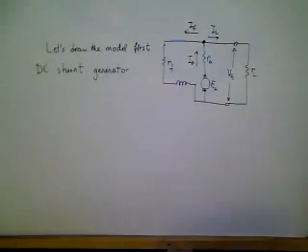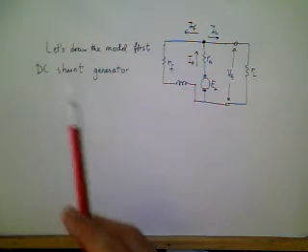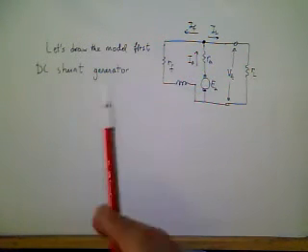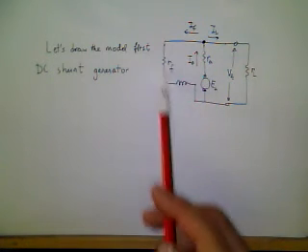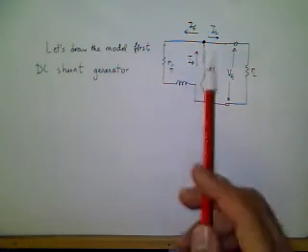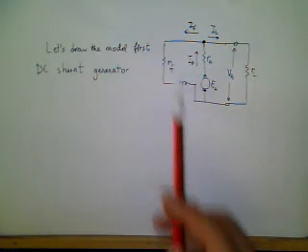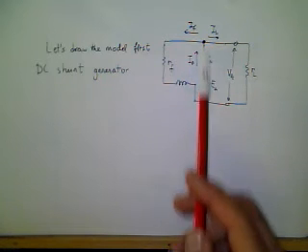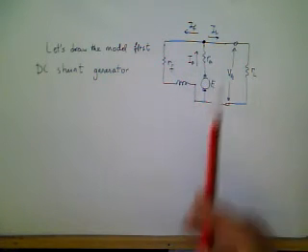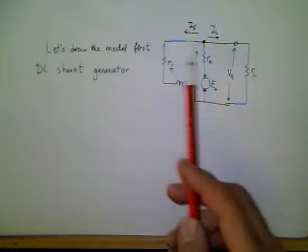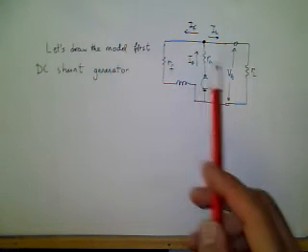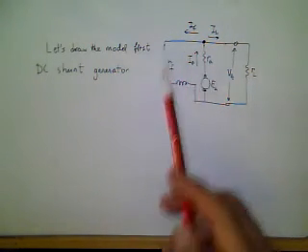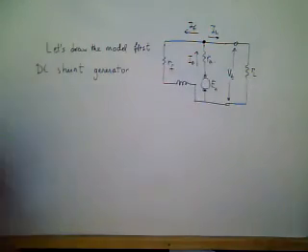First, let's draw the model of this DC shunt generator. In DC shunt generators, the field and the armature are connected in parallel, and the armature current is divided into the load section, where much of the current passes, and the field current, which is a small portion, due to the terminal voltage.